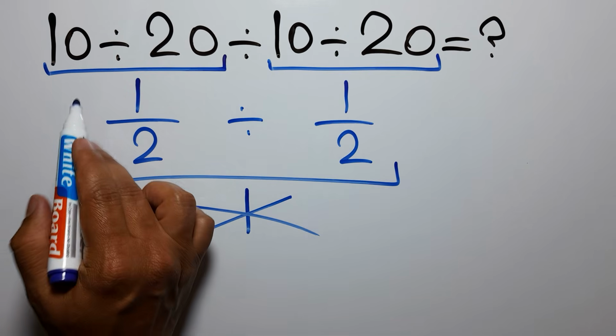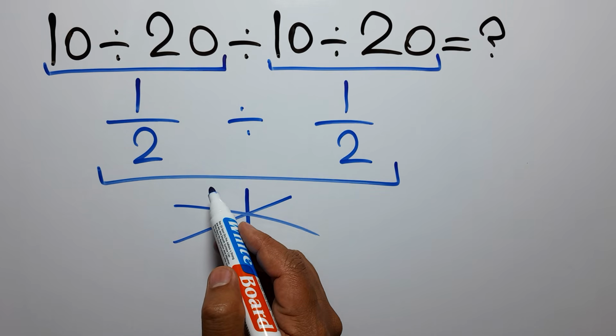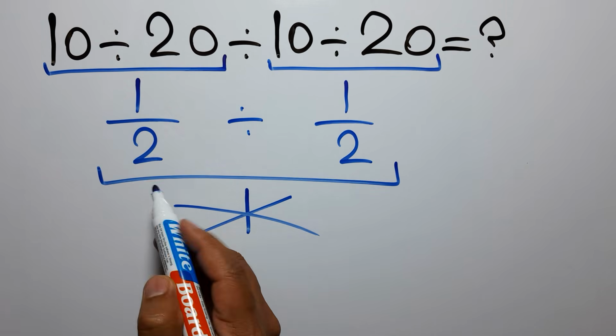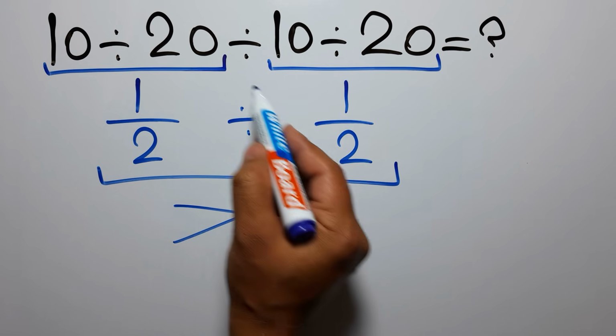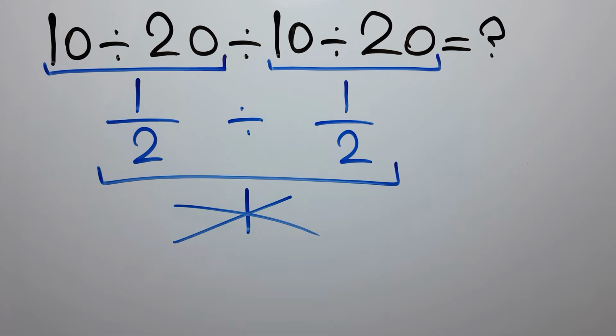in an expression, we have to work from left to right. So therefore, first we have to do this division, then this division, and finally this division. If we do this division before this division, it is wrong.